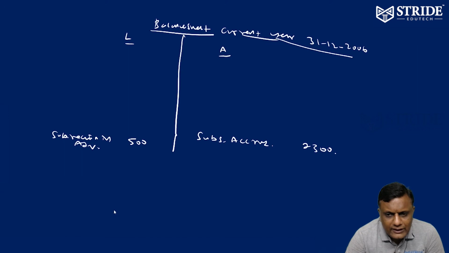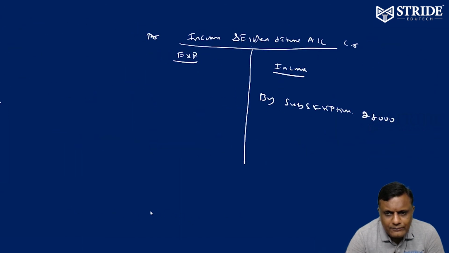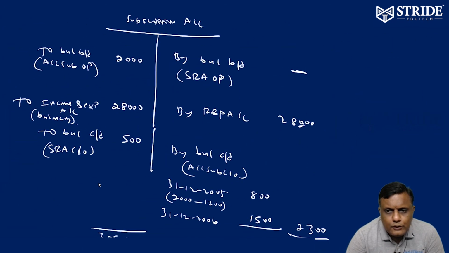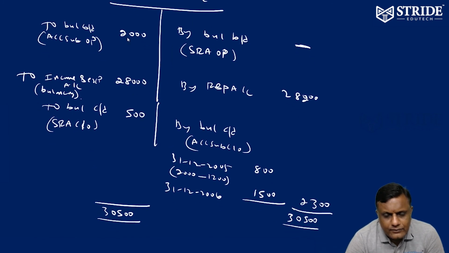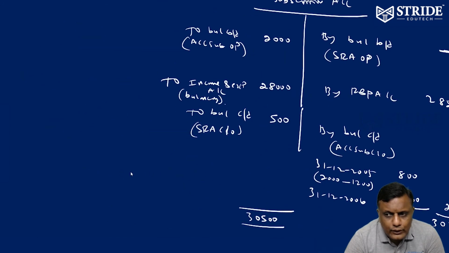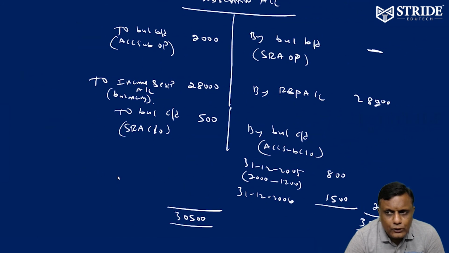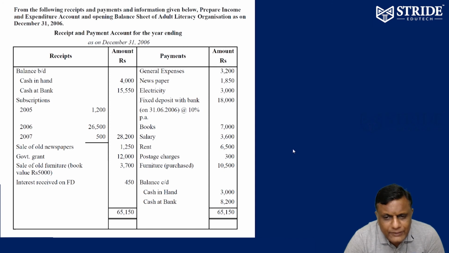We will try one more time. So accrued subscription opening, last year asset 2,000. Accrued subscription closing, current year asset 2,300. Subscription in advance closing, current year liability. Subscription opening not given, therefore dash. How much income I recognized? 28,000. So I think I posted everything. Subscription account is completely over.